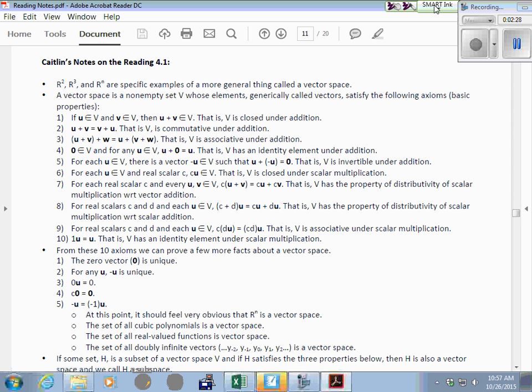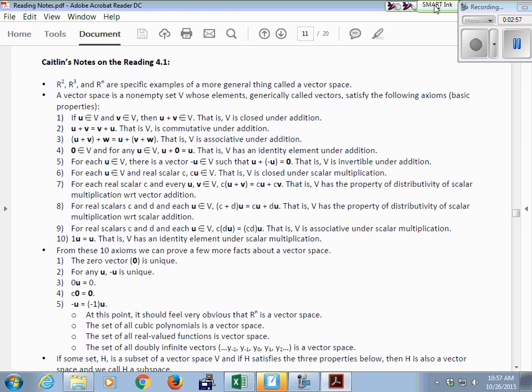Okay, so we're going to talk about vector spaces. 4.1 is called vector spaces and subspaces. So R2, R3, and Rn, like you were just saying, are specific examples of a more general thing called a vector space. R3 is 3-dimensional space, so we call it space, and we're trying to generalize this idea. What makes it a special kind of space?